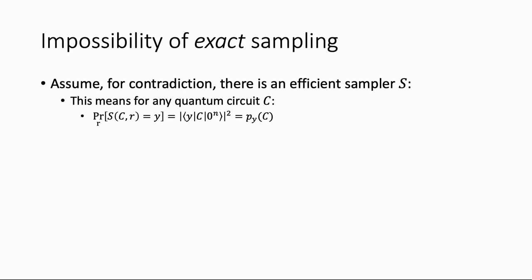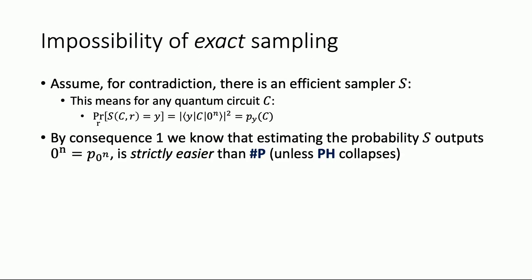We're going to put consequence one and consequence two together in the following way. So it's going to be a proof by contradiction. We're going to assume that there exists an efficient algorithm that samples from the same distribution as any quantum circuit, right? So just by definition, that's this algorithm here that takes two inputs, the circuit and the sequence of random coin flips, and outputs any outcome y with the same probability as the quantum circuit would if we measured all n qubits. Now, by consequence one, that's the Stockmeyer consequence, we know that estimating the probability that S outputs all zeros, or for that matter any outcome, is strictly easier than #P unless the PH collapses.